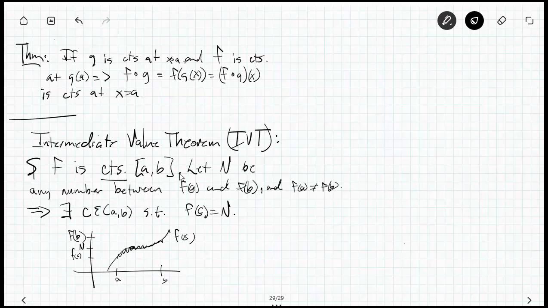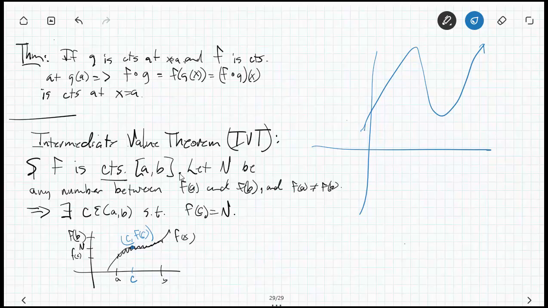I cruise it over. Let's change colors. I cruise it over. I pick up my value right there. There's going to be a C such that f of C equals n. So I get this point, C comma f of C. Now, let's be a little bit careful here.